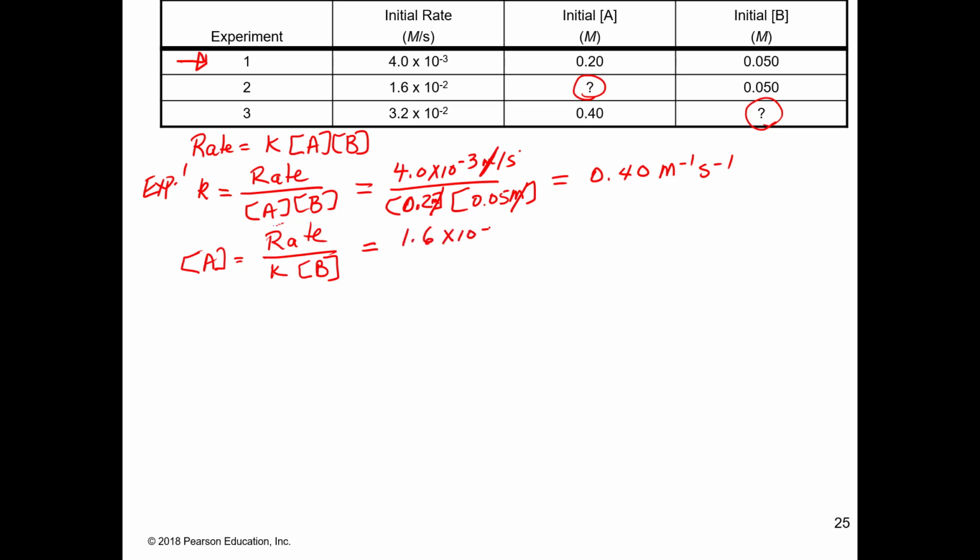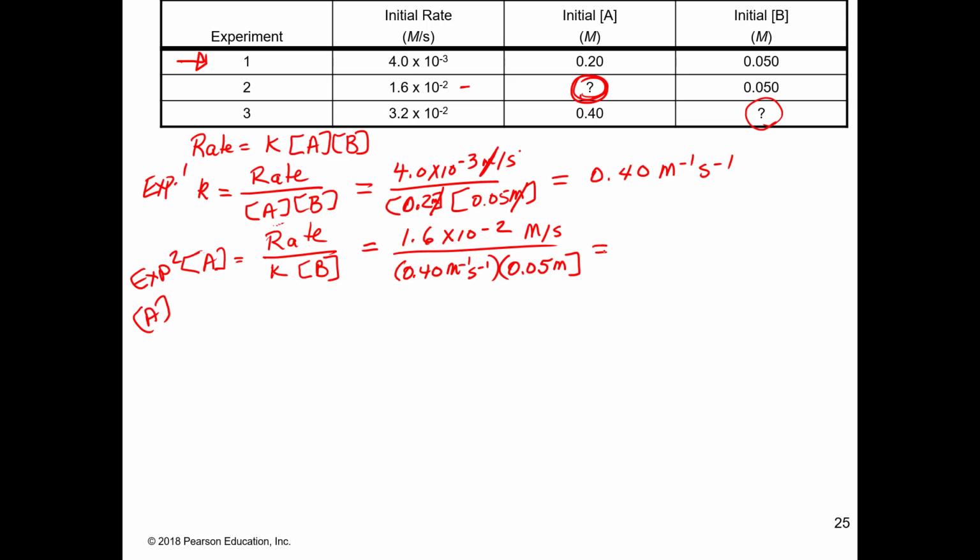1.6 times 10 to the minus 2. All right, so I'm solving for A, so I'm using experiment 2, because that's where A is the unknown. So I'm using the rate from experiment 2, which is 1.6 times 10 to the minus 2 meters per second. And I'm going to use the rate constant, which I found out was 0.40 M^-1 s^-1. And then I'm going to multiply that by 0.05 molar, which was the concentration of B.